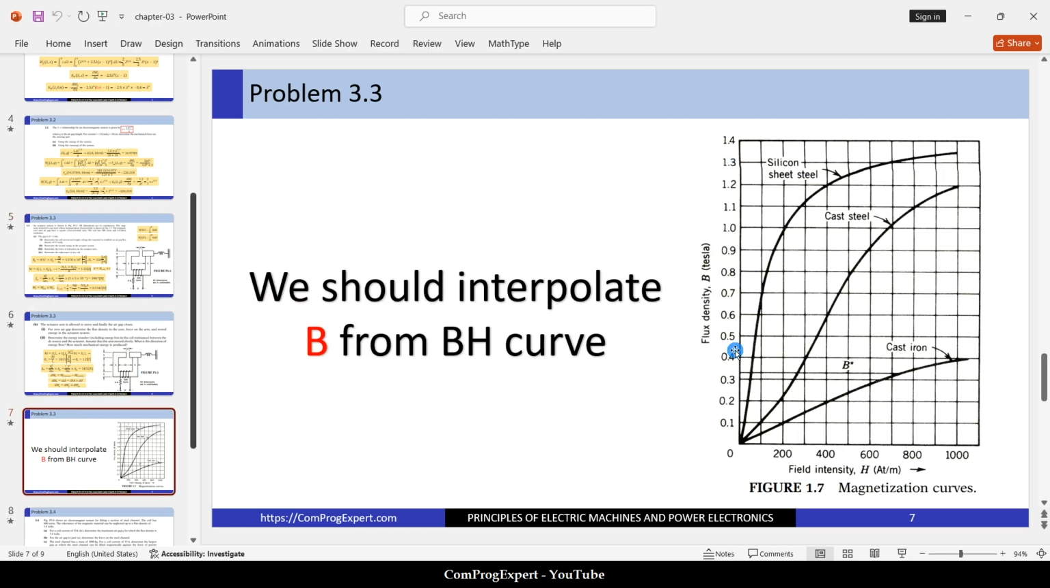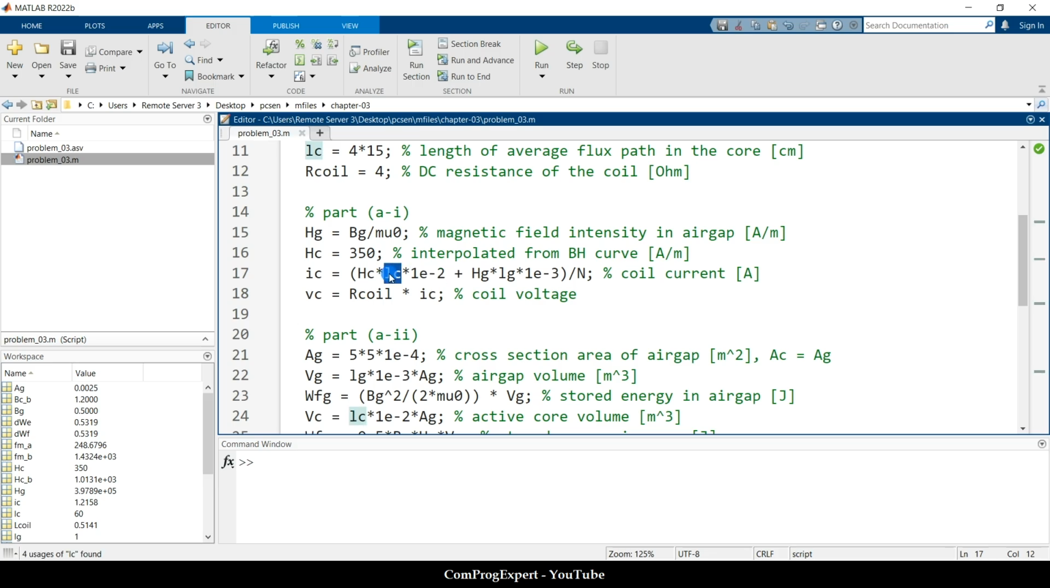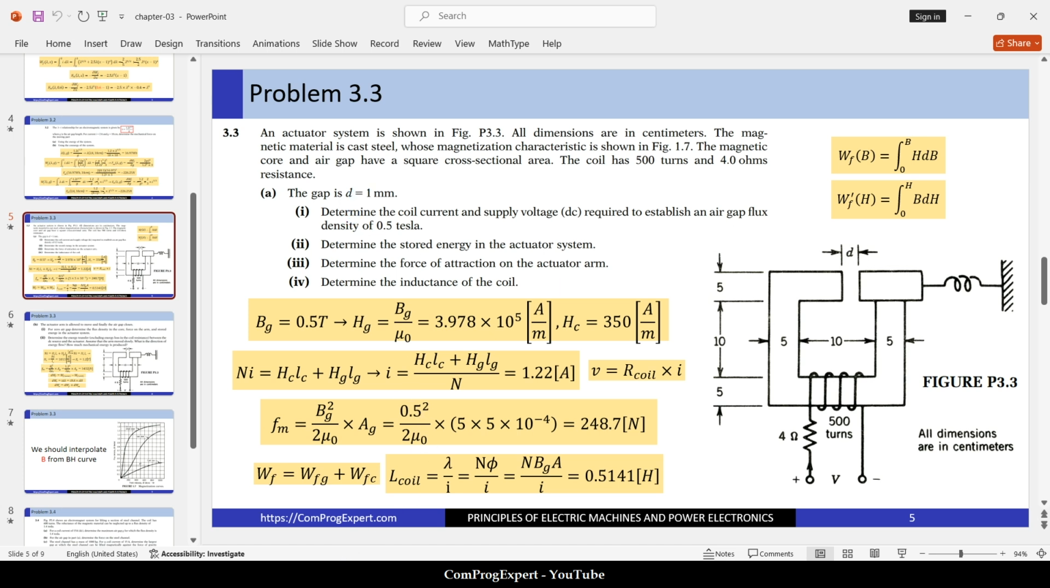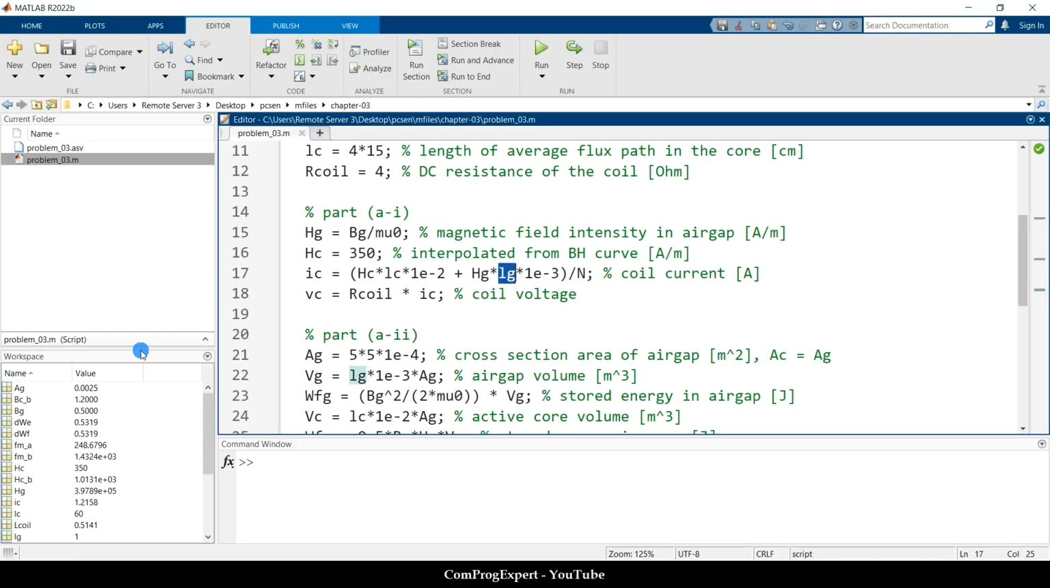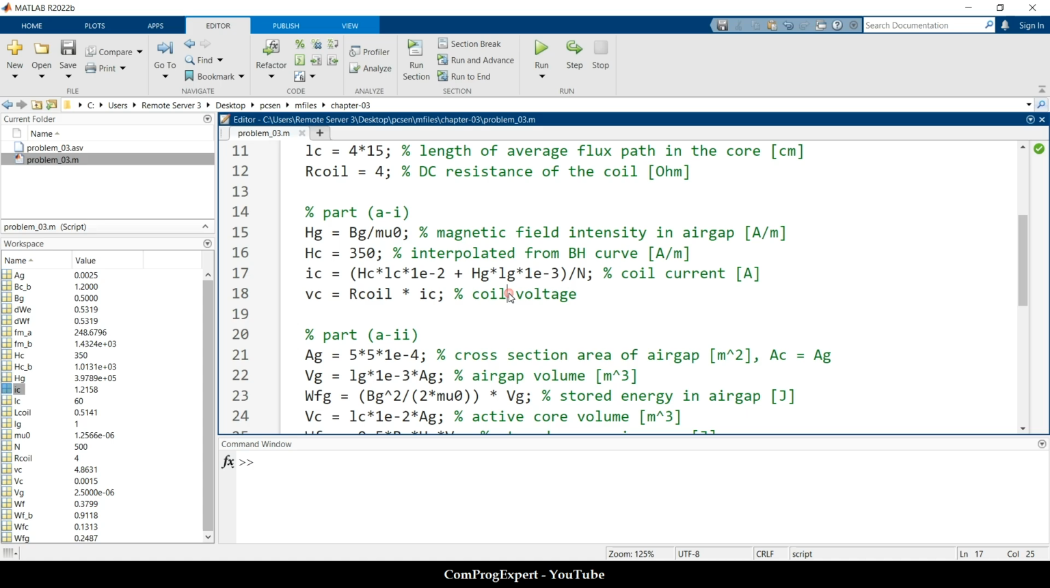Yes, you can consider this curve. And here the value of the current is H core L core times 1E minus 2 because this is in centimeter, plus H gap L gap times 1E minus 3 because L gap is in millimeter. Okay, it is given here. So if I run the code, this will be the value of the coil current, 1.22. What is the value of the coil voltage?